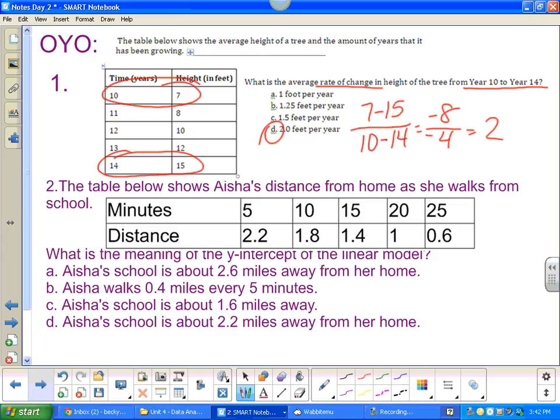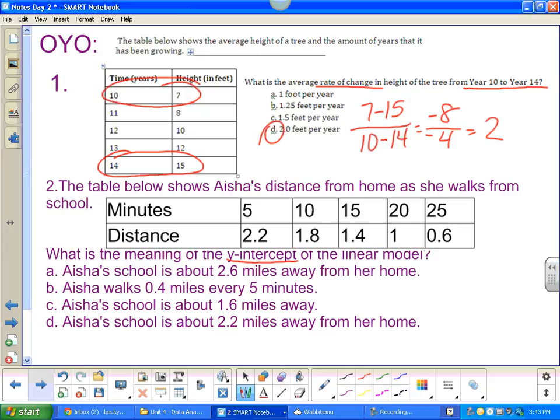The table below shows Aisha's distance from home as she walks from school. So she's at school and she's walking to home. So that's why her distance is getting shorter. She starts out at 5 minutes into it, she's 2.2 miles away from home. And then 25 minutes into it, she's only 6/10 of a mile from home. And it says, what is the meaning of the y-intercept? Well, y-intercept is always your starting value.